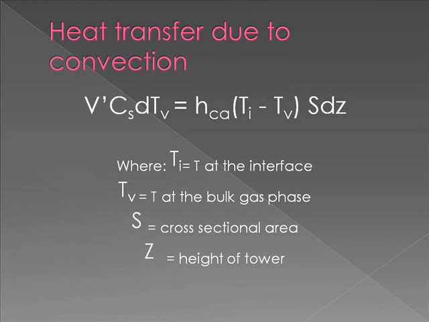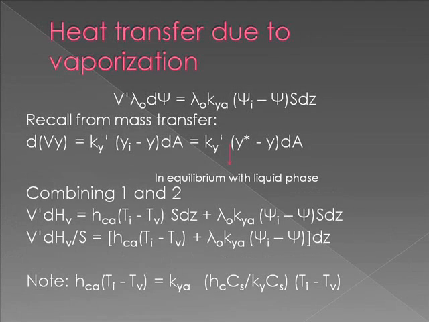Now, the equation for heat transfer due to convection is V prime Cs dTV is equal to hC a multiplied to the temperature at the interface minus the temperature of the bulk gas phase times the cross-sectional area and the differential height of the tower. The equation for heat transfer due to vaporization is lambda naught V prime dψ is equal to lambda naught kY a multiplied to ψI minus ψ S dZ.